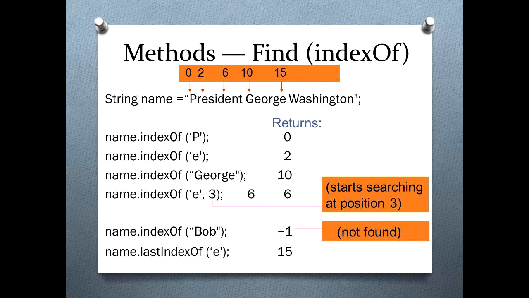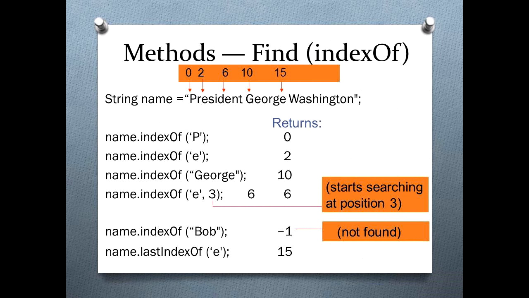So it should return the value as 0. Second one, name dot index of E. Where does this E stand? E stands in the second position. Answer will be 2. Name dot index of George. It starts from the position 10. So answer is 10. Name dot index of E comma 3. E comma 3 means the first time E is encountered is on the second position. Next time E is encountered on the 6th position. So starting searching at position 3, the answer will be 6.